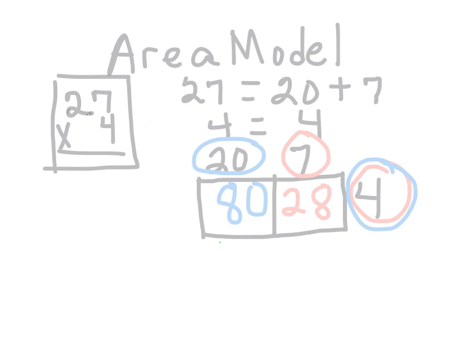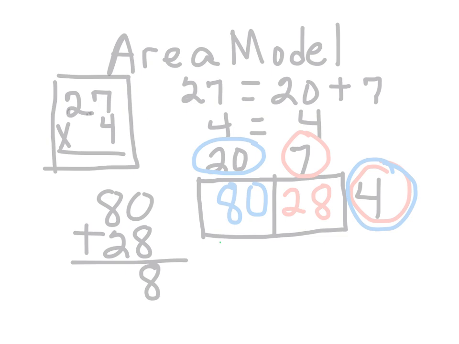But then you might ask, well, what do I do with those numbers? Well, all you have to do is add them together. 80 plus 28, 0 plus 8 is 8, 8 plus 2 is 10. I got the same answer as I did with my standard algorithm.